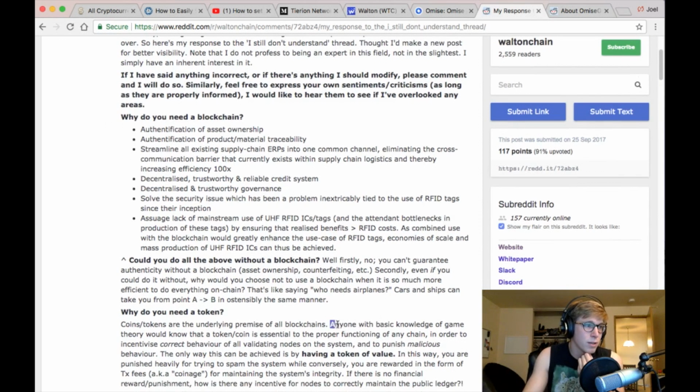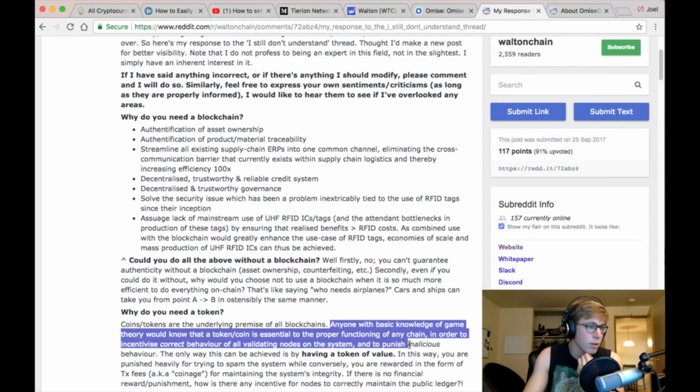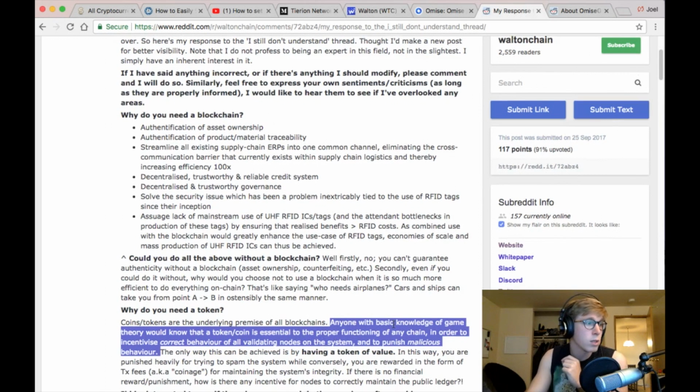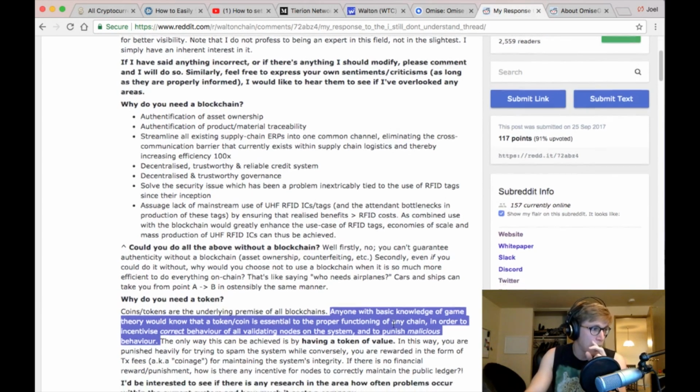To me, this is really important, so I'll just go ahead and read this. It says, anyone with basic knowledge of game theory would know that a token is essential to the proper functioning of any chain in order to incentivize correct behavior of all validating nodes on the system and punish malicious behavior. So yeah, that's why the token is really important.